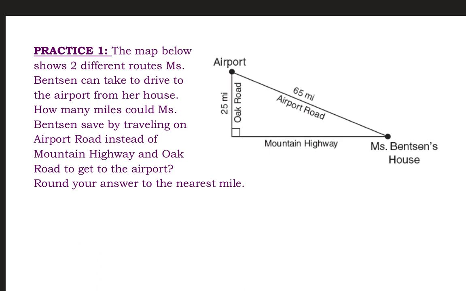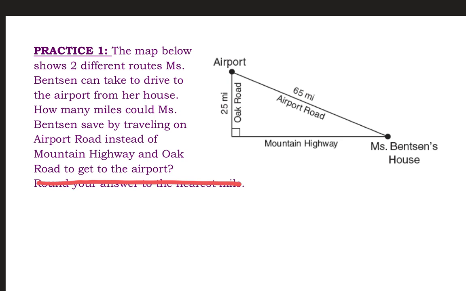All right, it says the map below shows 2 different routes Miss Benson can take to drive to the airport from her house. How many miles could Miss Benson save by traveling on Airport Road instead of Mountain Highway and Oak Road to get to the airport? Again, it says round. I'm not going to have you guys round. The answer is going to be in decimal form. So no, I'm not going to have you guys do rounding there.